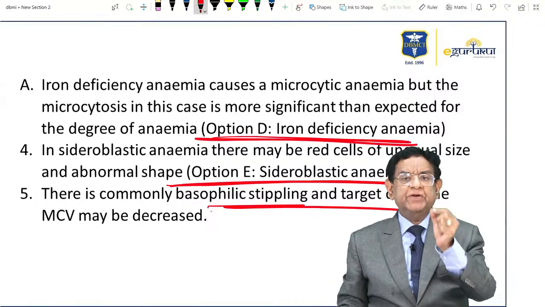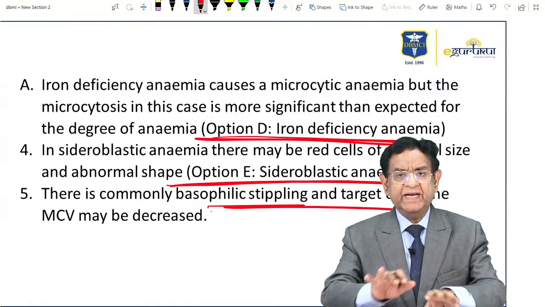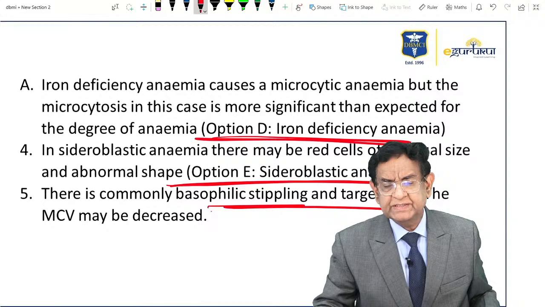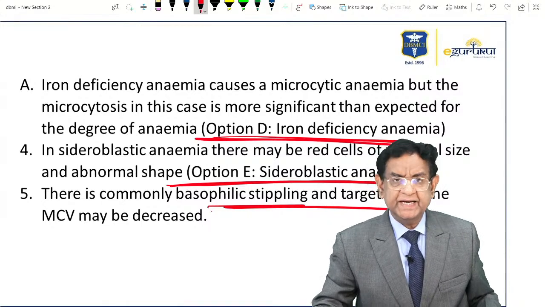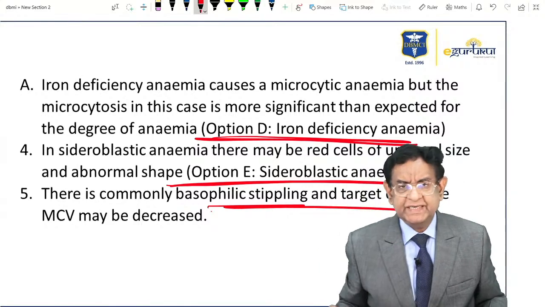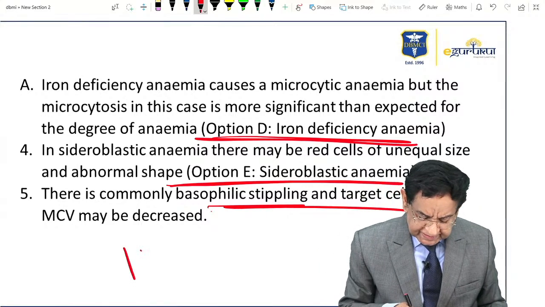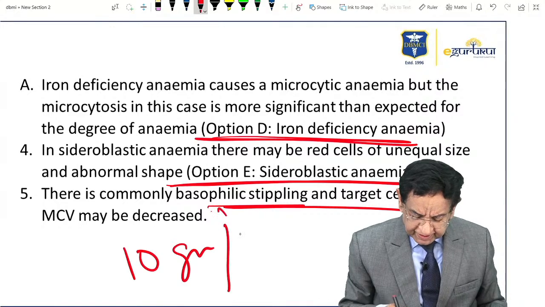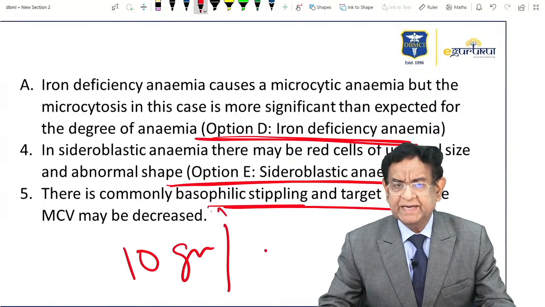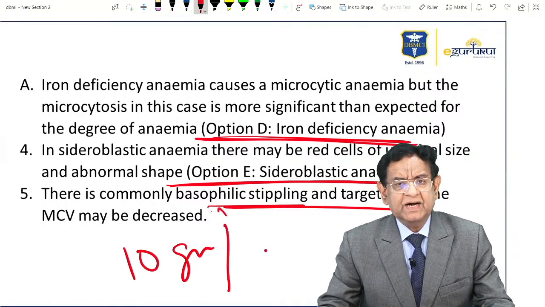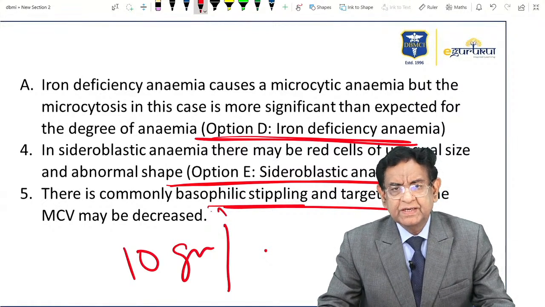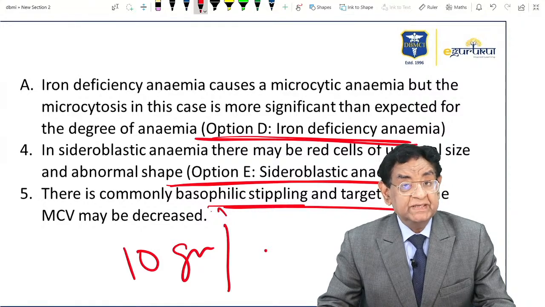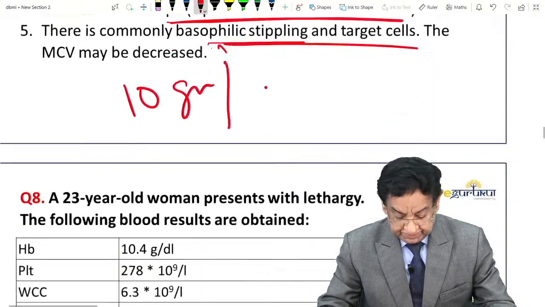So the one keyword which clarifies this whole question is MCV reduced out of proportion to MCH. They may not give you MCH, like in this case. They say hemoglobin is 10 gram percent. In pregnant ladies, fairly mild anemia is there. Okay. But MCV is highly reduced.